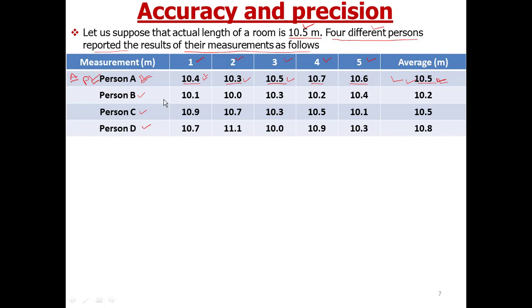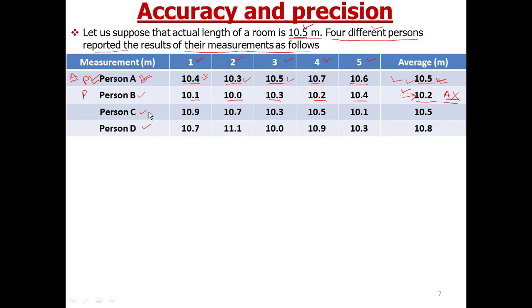First check its accuracy. Its average value is 10.2, which is not close to the true value. So his measurements are not accurate. But if you look, his measurements are 10.1, 10, 10.3, 10.2, 10.4. They are very close to one another and also close to the average value. In order to check precision, the measurements should be close to one another as well as close to the average value. So we can say the results of person B are precise. His results are precise but they are not accurate.